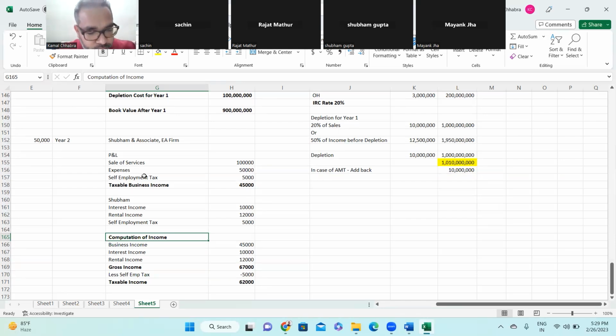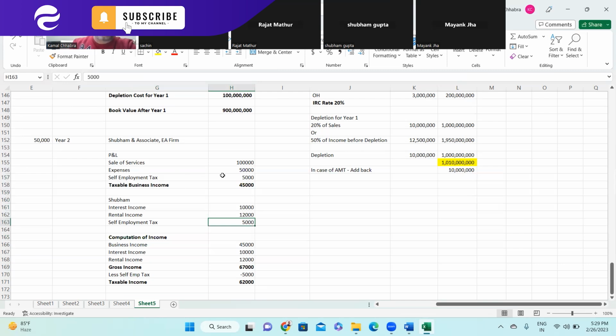Yes or no? Yes. So this $5,000 he deposits in the capacity of employer, and this $5,000 he deposits in personal capacity. So the total deposit for self-employment is $10,000.